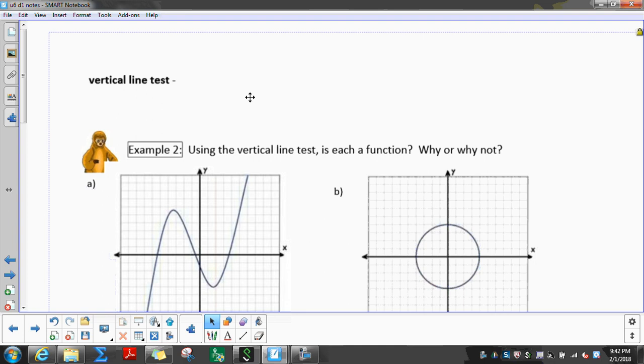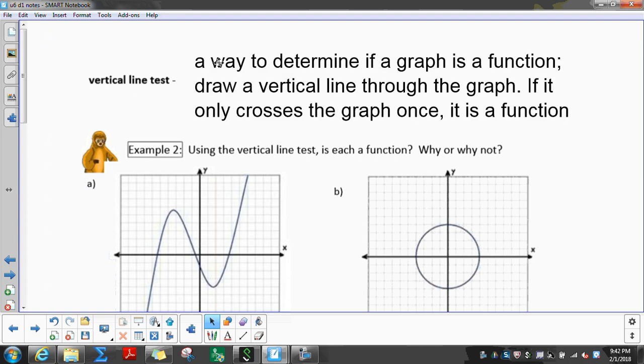So for mapping, like the bubble things, ordered pairs, tables, sorry, if you hear my dog, I apologize. All of those, we can tell just by looking at it, because the ordered pairs are listed. However, with graphs, we can't really tell what all these ordered pairs are, because there's a lot of them. So we use the vertical line test to tell if something is a function or not. It's a way to determine if a graph is a function. What we do is we draw a vertical line through the graph. If it only crosses the graph once, it's a function.